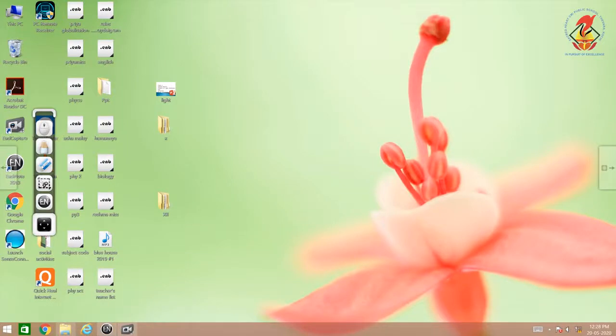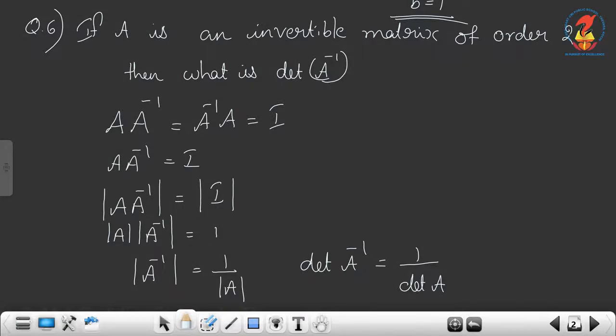Okay. So if A is an invertible matrix of order 2, then what is determinant A inverse? Determinant A inverse is equal to 1 by determinant A.